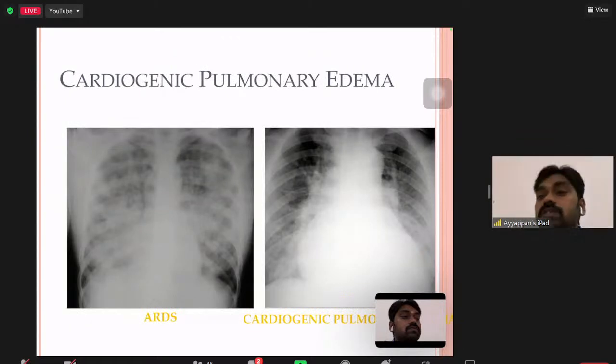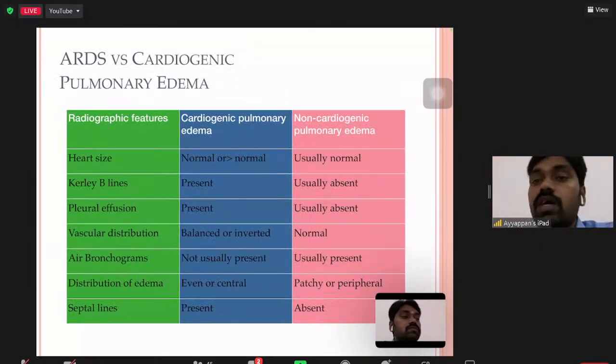So this is the cardiogenic pulmonary edema. This is the ARDS, as we know. The typical X-ray differences will be highlighted here. Your heart size might be normal in ARDS, whereas it will be increased or can also be normal in cardiogenic pulmonary edema. Kerley's B lines can be there. Associated pleural effusion can be there. And it will be predominantly perihilar with peripheral sparing, whereas it will not be like that in non-cardiogenic pulmonary edema, and septal lines will be increased in cardiogenic pulmonary edema.